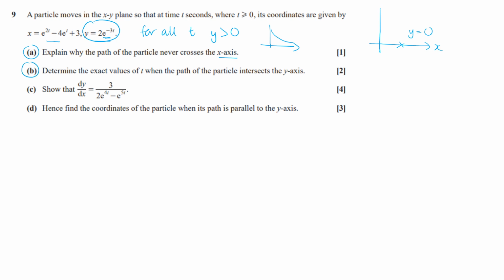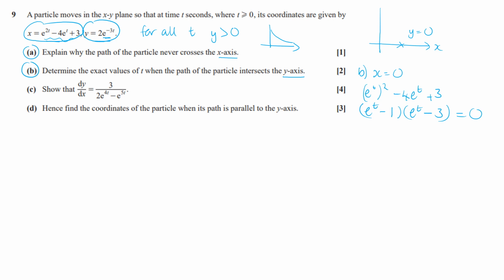For part B, determine the exact values of the path when it intersects the y-axis. So it intersects the y-axis when x is equal to 0. Now x is this equation here, which is a disguised quadratic. We've got e to the t squared minus 4e to the t plus 3. So we can factorize that. It's going to be e to the t times e to the t. 3 and 1, two numbers times together to give you 3. It'll have to be minus and minus. So that's the x equation factorized.